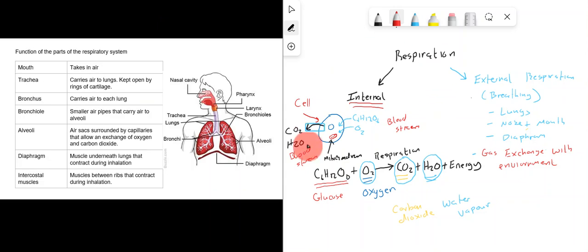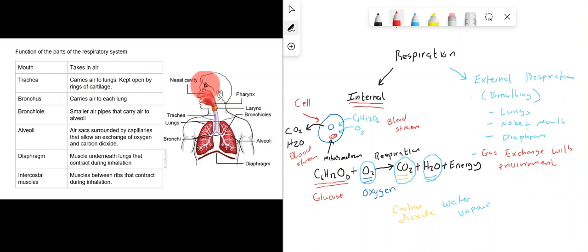So that's internal respiration. And then we have external respiration, and we want to look at the mechanisms of it. It's important that you know all these parts. So first of all, the function of the parts of the respiratory system. The first part is the mouth. The function of the mouth is to take in oxygen, and the same with the nose as well.